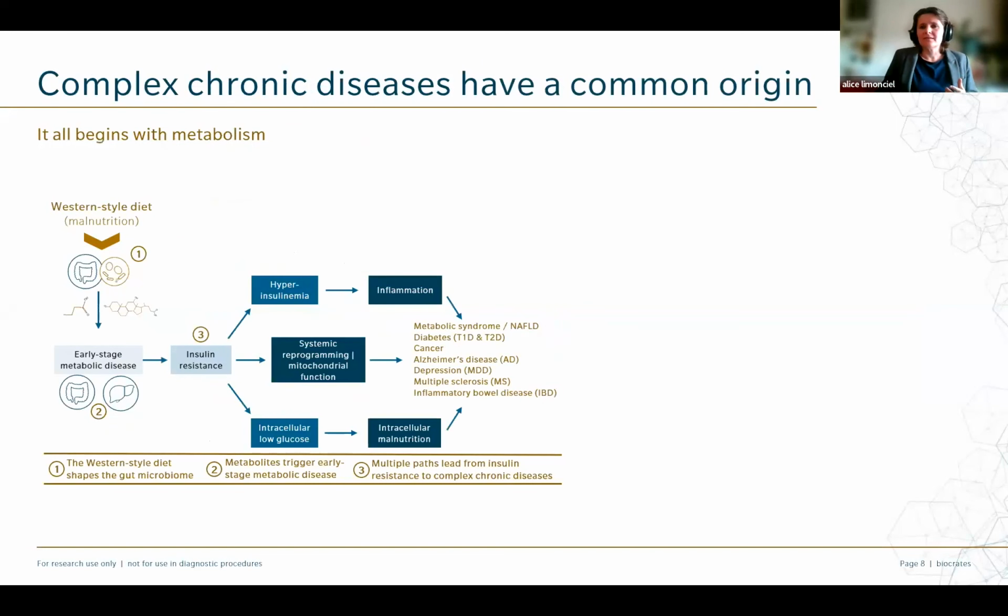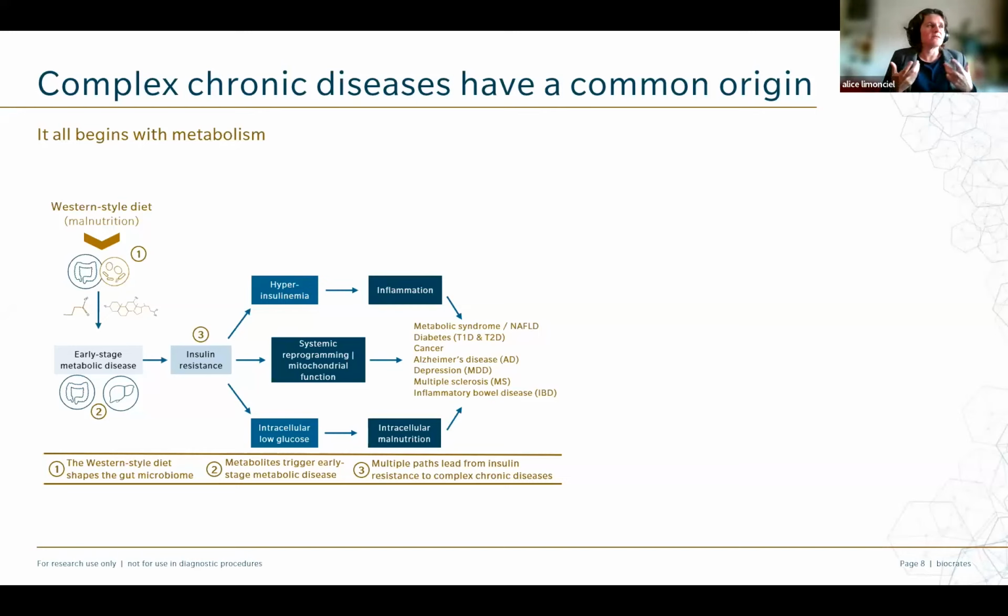And so the core hypothesis of the white paper is summarized in this figure, where you see 3 steps, starting with the Western style diet, which is a form of malnutrition, even though to some extent it's overnutrition, but it's also undernutrition for certain nutrients. And this, combined with its effect on the gut microbiome, is going to converge onto different levels of metabolites that trigger early stage metabolic disease. That's the second step. And once this is started, progressively it leads to insulin resistance.